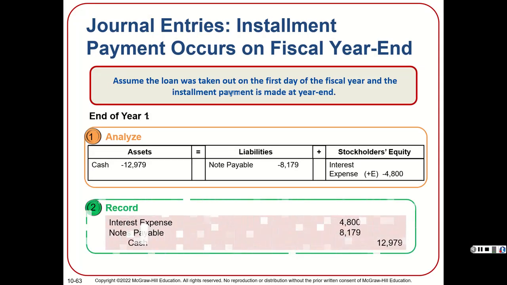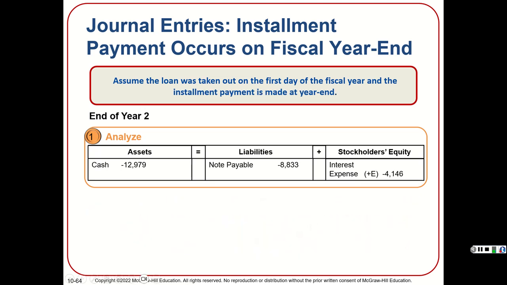So let's notice one thing. The interest expense here is 48. The notes payable is 8179. The cash out is 12,979. If you have a car payment, you know that you have the same car payment, let's say $500 every month until it's paid off. That $500 gets split into two different accounts. Some of it's interest, some of it's the principal on the loan. So in year one, you're paying interest of 48, paying down the note by the 8179, so your payment is 12,979.